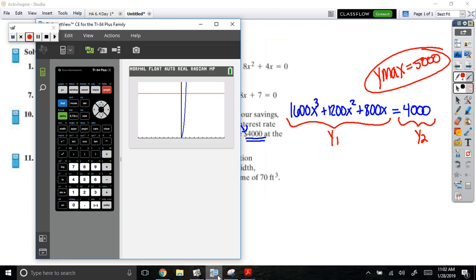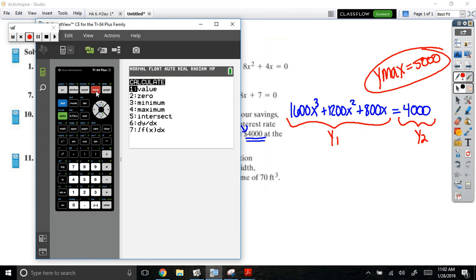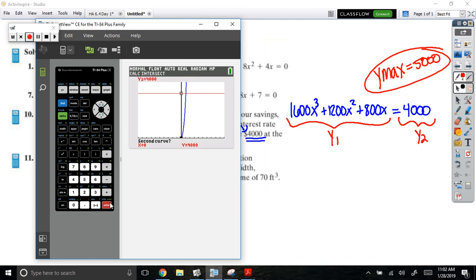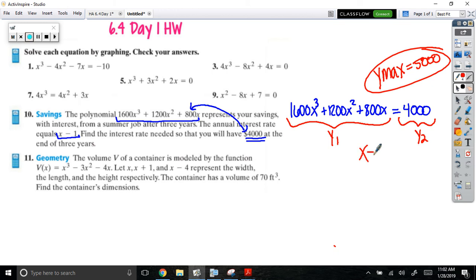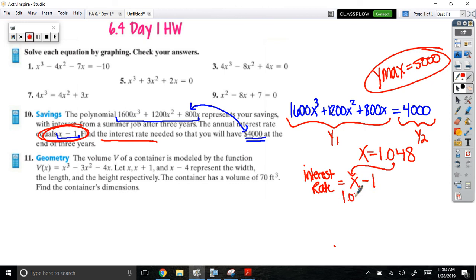So again, we're looking for our point of intersection. So second trace, intersect, first curve, second curve, guess. And we should get x equals 1.048. Now it asked us to find the interest rate, and it tells you that the interest rate is x minus 1. So you need to plug this in and subtract 1 from it.